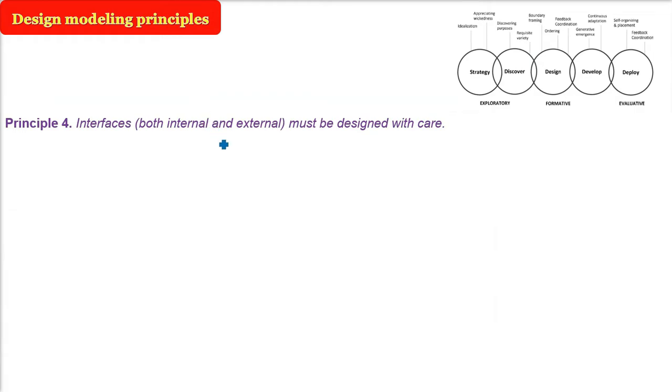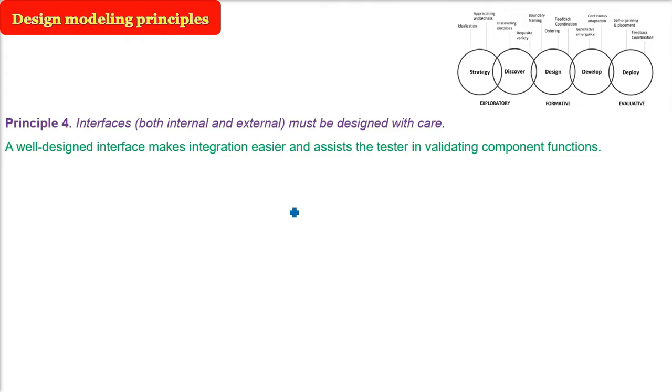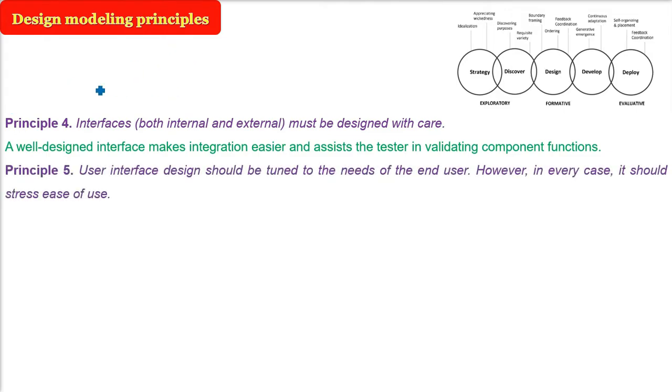Next thing is interfaces. Interfaces can be both internal and external, and this must be designed with care. So let me give you an example. For example, you have made a software or a system, say a website, web app, etc. Now, whatever you have done, it will interact with some database. It will interact with some networking devices or the World Wide Web. So these are the interfaces. This design of interfaces becomes very important. If you are not able to design it, how are you going to validate it?